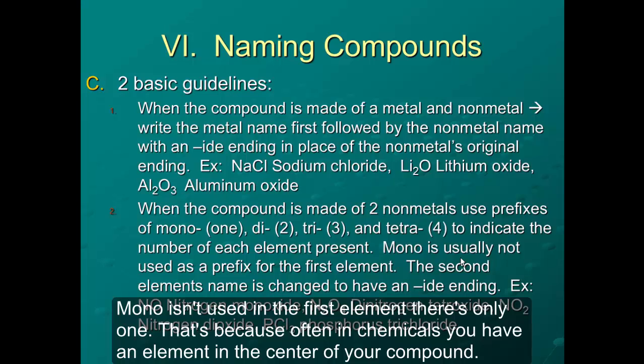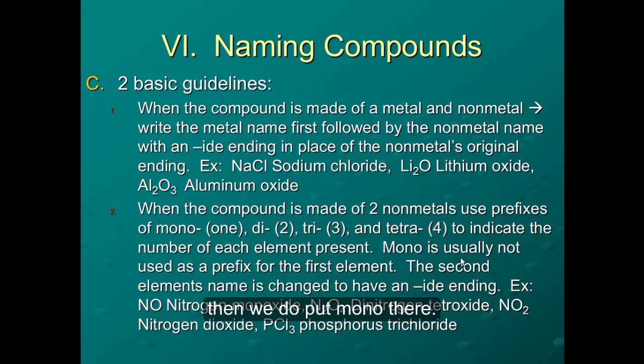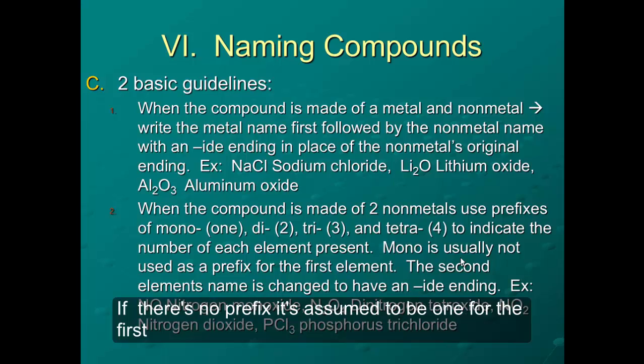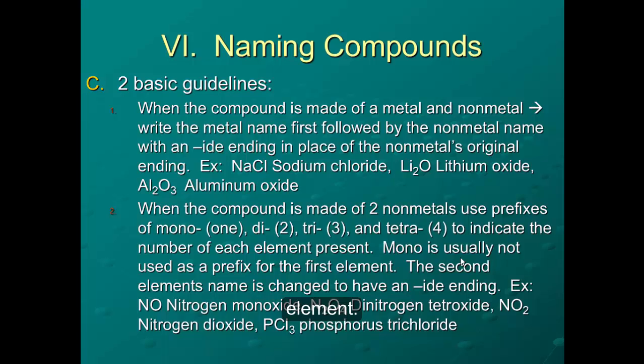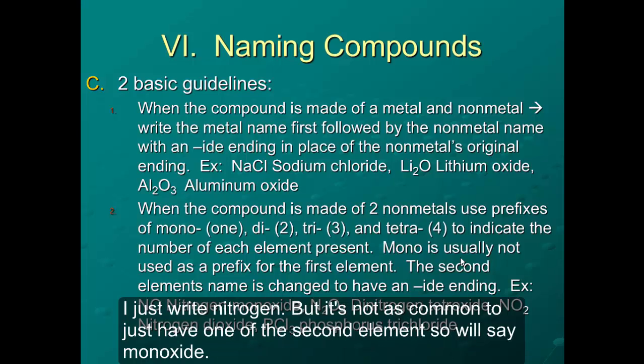That's because often in chemicals you'll have an element in the center of your compound, and so there will just be one. Because that's so common, we don't put a mono there, but if it's the second element that we just have one of, then we do put mono there. If there's no prefix, it's assumed to be one for the first compound or the first element. So for example, if I have one nitrogen and one oxygen, well, it's pretty normal to just have one of the first element, so I don't put mono, I just write nitrogen. But it's not as common to have just one of the second element, so we'll say monoxide.